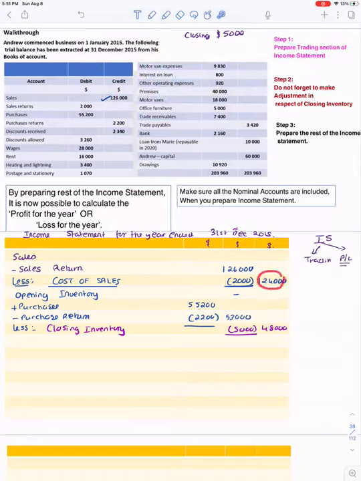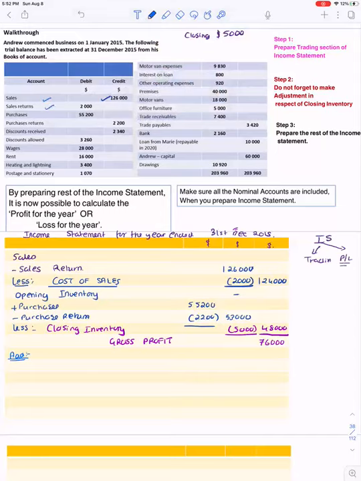From the revenue, when you subtract your cost of sales, you will come at a figure which is called gross profit. 1,24,000 minus 48,000 gives you a gross profit of 76,000. In this gross profit, you will add the other income and you would subtract the other expenses. Let's see what is the other income and expenses that we are looking at.